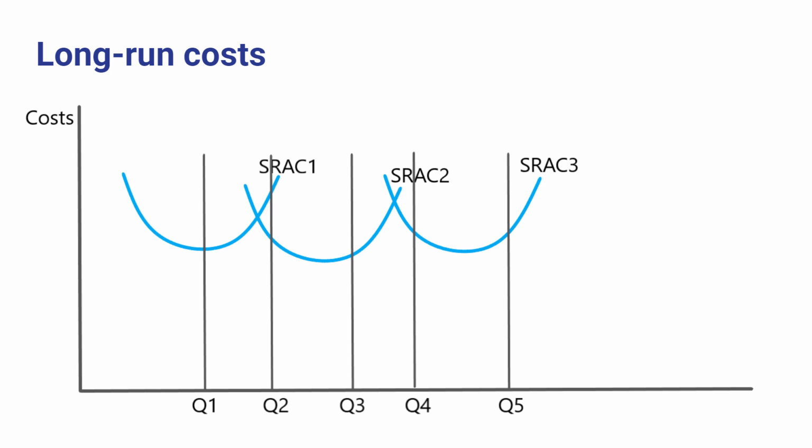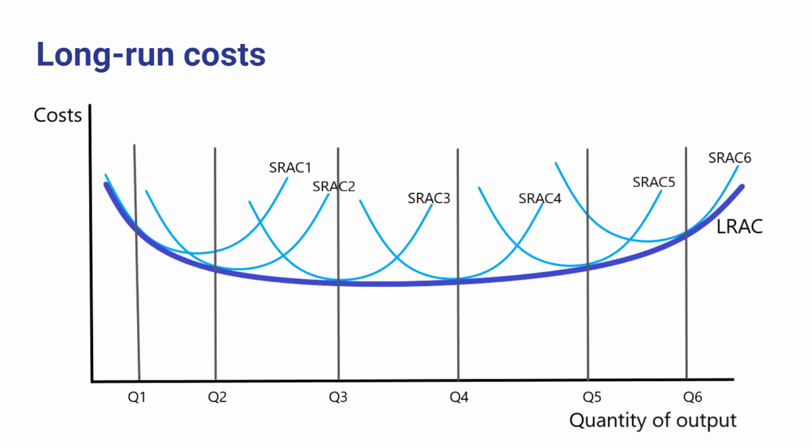In general, firms don't have only three possible sizes. In this diagram, I've illustrated a larger number of possible firm sizes. In particular, now there are 6 different sizes of firm, and those correspond to the sizes of firm that would be optimal if it's going to produce Q1, Q2, Q3, Q4, Q5, or Q6 levels of output.